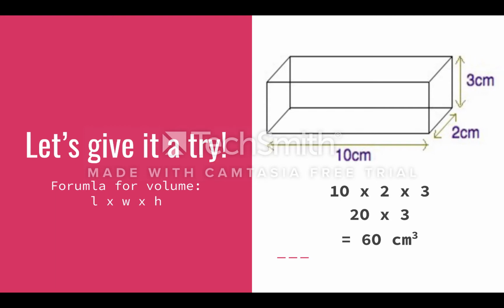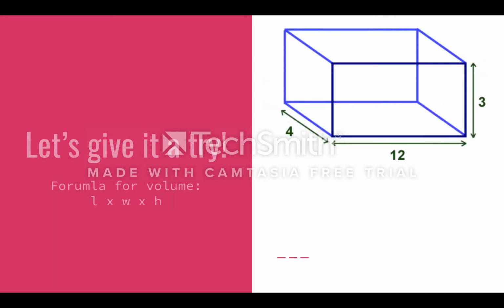Let's take a look at another example. I would like you to pause the video and see if you can figure out the volume of this shape. Okay, if you found the volume of this shape, you would have seen that there's 12 for the length, 4 for the width, and 3 for the height. So all you have to do is take those three numbers and multiply them together.